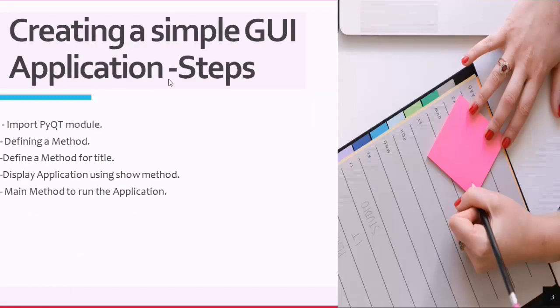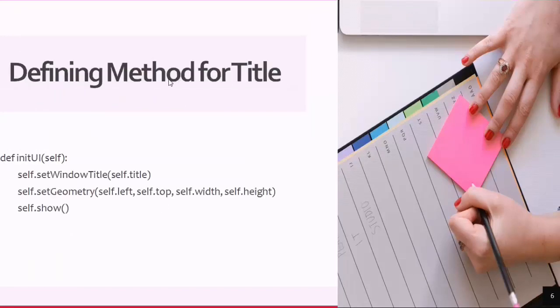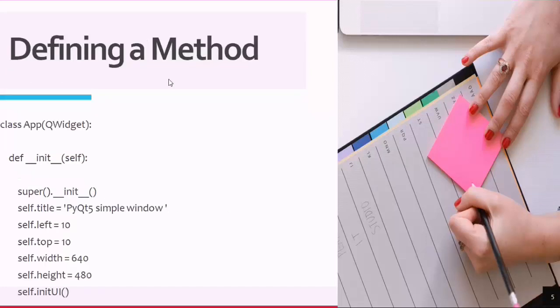So what is the third thing we are going to do? We are going to define a method for the title. Let's check out defining a method for the title. Inside this, I'm going to use the method initUI, and inside the parentheses I have used the keyword self. By using the self keyword, I'm going to write self.setWindowTitle(self.title), where self.title is PyQt5 simple window, which will be displayed as the window title.